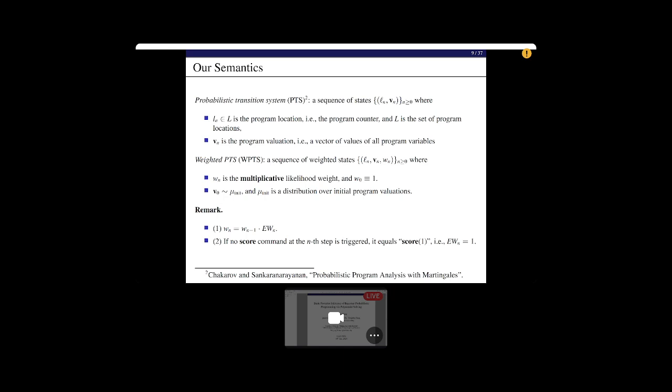Subset n means it is the product of all likelihood weights encountered in the state commands after n steps, to assign a distribution to the initial program valuation. If there is no score command, it equals score 1.